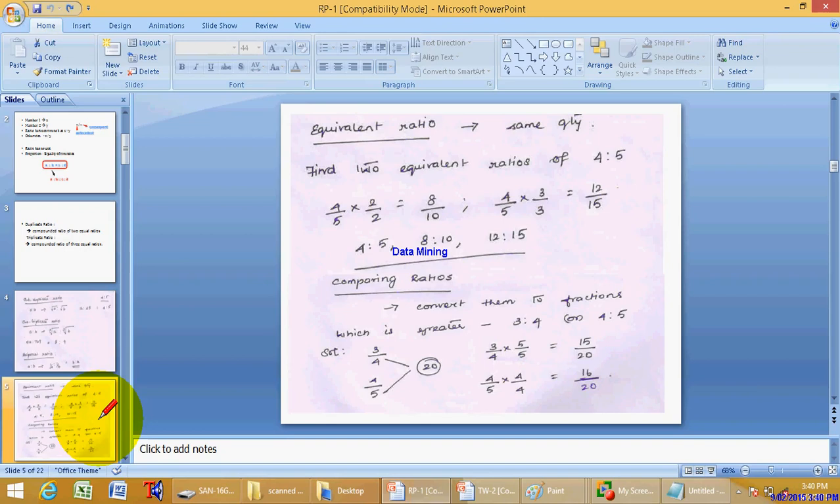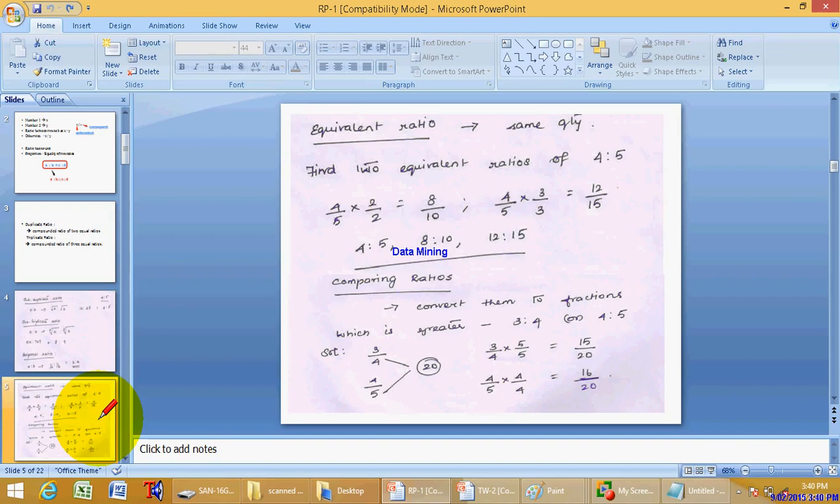Similarly, what is the other? Since the question asks you to find two equivalent ratios, I have derived only one so far. For the second one, take any other constant number. Here I have taken 3 as another constant number. So 4 by 5 into 3 by 3, because the same quantity should be multiplied in both the numerator as well as the denominator. So the resultant value is 12 by 15. So 4:5 is the given ratio, and the two equivalent ratios are 8:10 and another one, 12:15.